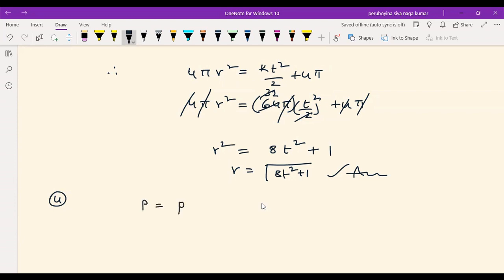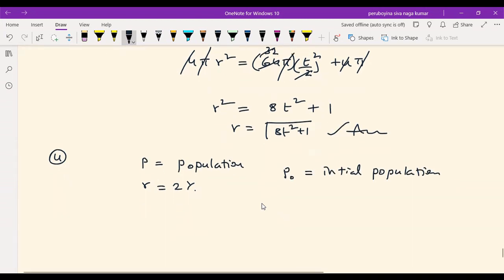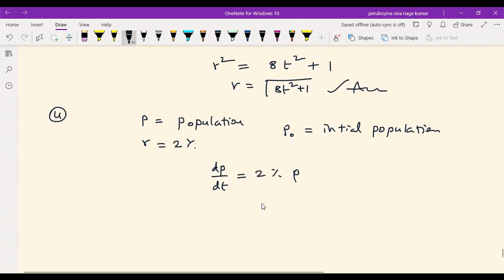Let P be the population. The rate of change is 2%. And let P naught be the initial population. So we have the differential equation dP by dt, the rate of change, is 2% of P. 2% means 2 by 100 of P.